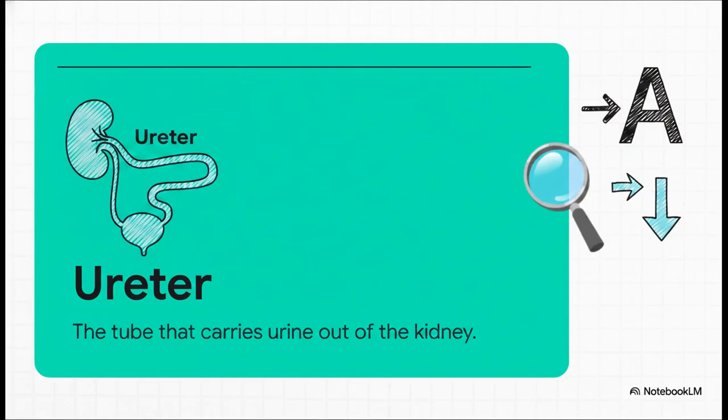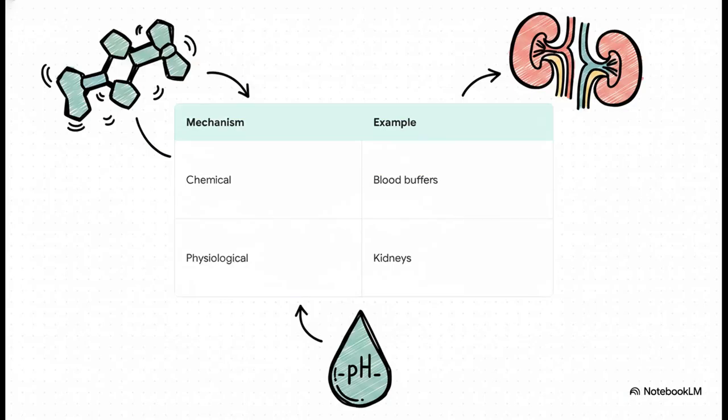So here's your golden mnemonic. Urethra ends with an A. Think A for away from the body. Simple, right? Now let's tackle pH control.